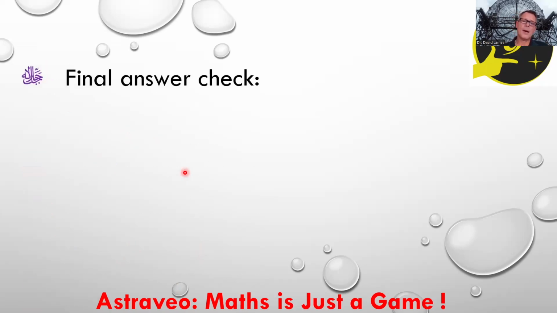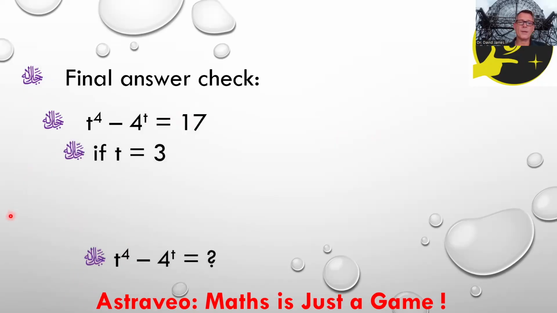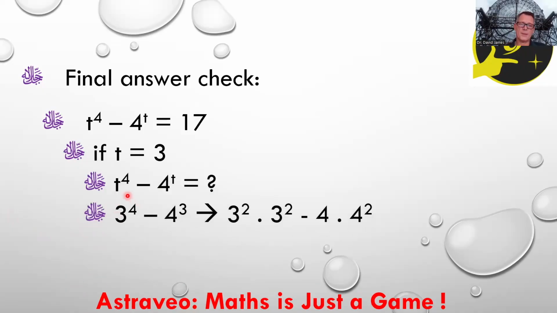Well, let's go ahead and do a check and see if those numbers work with the equation that we started with. So we started with t to the power 4, subtracted from 4 to the power t, equals 17. So let's substitute in t equals 3 and see what we get. That would give us 3 to the power 4, because t is 3, minus 4 to the power t, again t is 3. Well, what that equals, we can deconvolve 3 to the power 4 as 3 squared times 3 squared, and 4 to the power 3 as 4 times 4 squared. That would give us a cube.